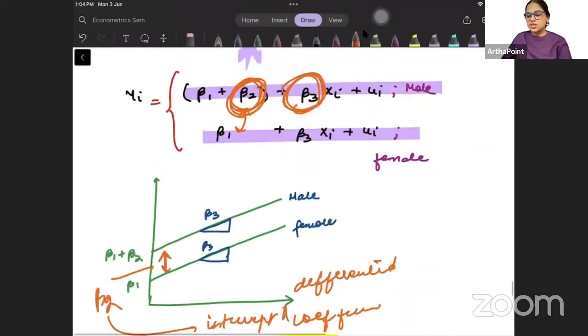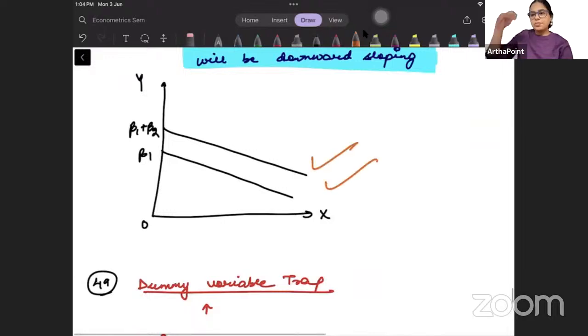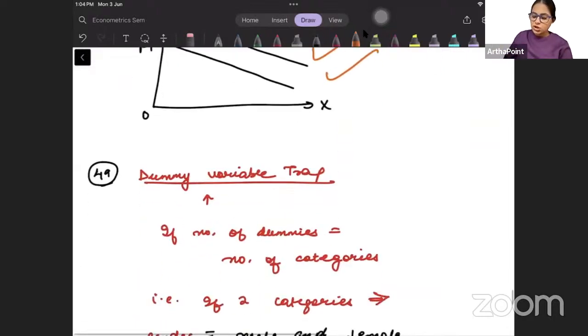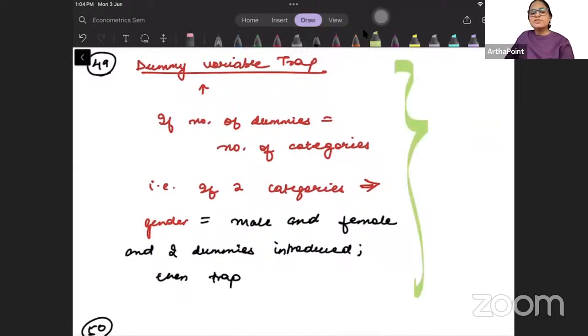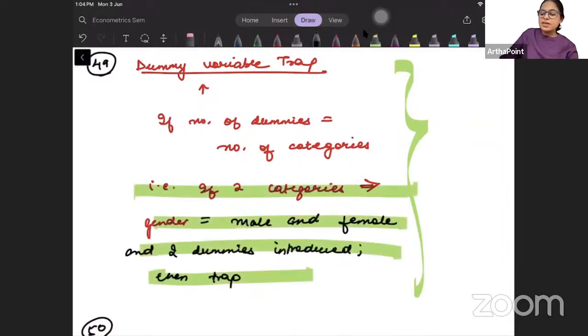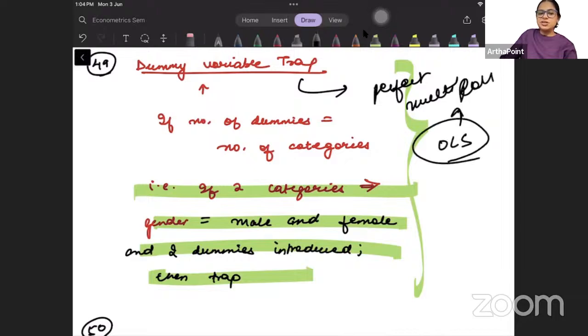ठीक है. Another thing that you have to remember कि अगर ये beta 3 suppose negative हो जाए, right? That means the slope is negative. So my regression lines will become downward sloping. Okay. Then just read out what is dummy variable trap beta. If there are two qualitative values and you take two dummies, then you enter into a dummy variable trap. Dummy variable trap के अंदर there is perfect multicollinearity and therefore it violates the assumption of the ordinary least square.